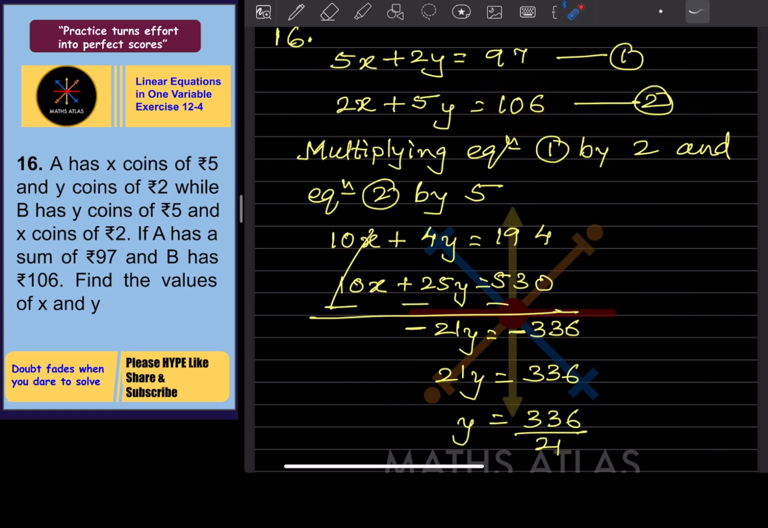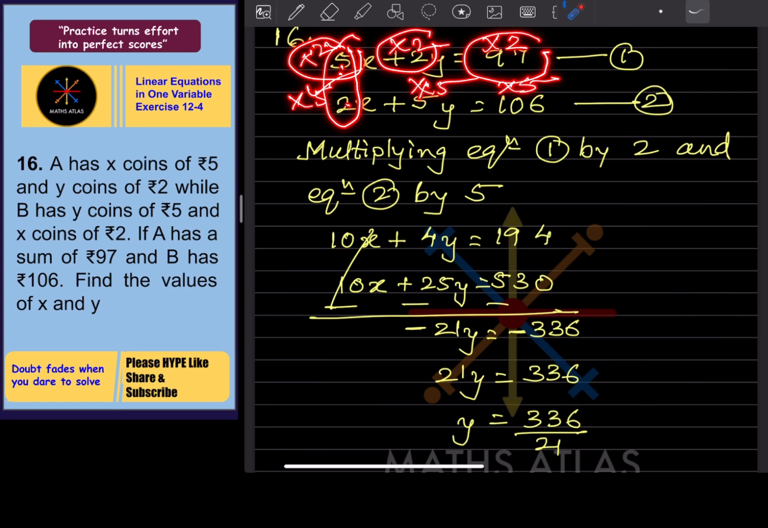Now to solve these equations, we can see the coefficients are different. So what will we do? We will make this 5 and 2 equal. So this will be multiplied by 2, and this will be multiplied by 5. Since this is multiplied by 2, this whole equation should be multiplied by 2. This is multiplied by 5, so this whole equation should be multiplied by 5. So this is going to be 10x plus 4y, which will be 194.